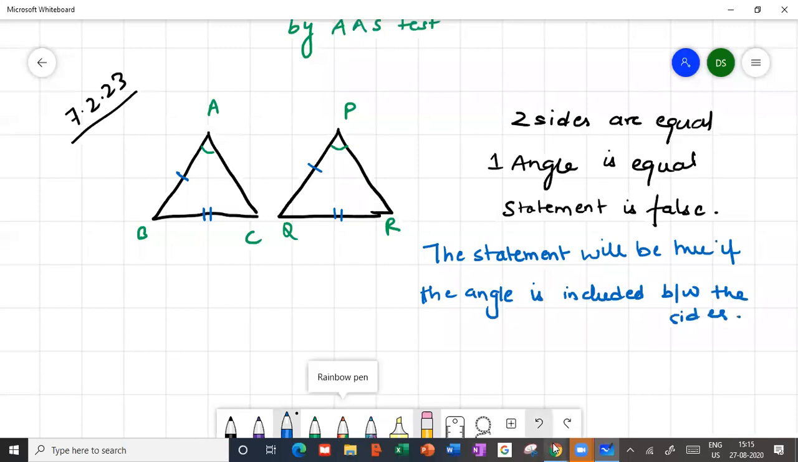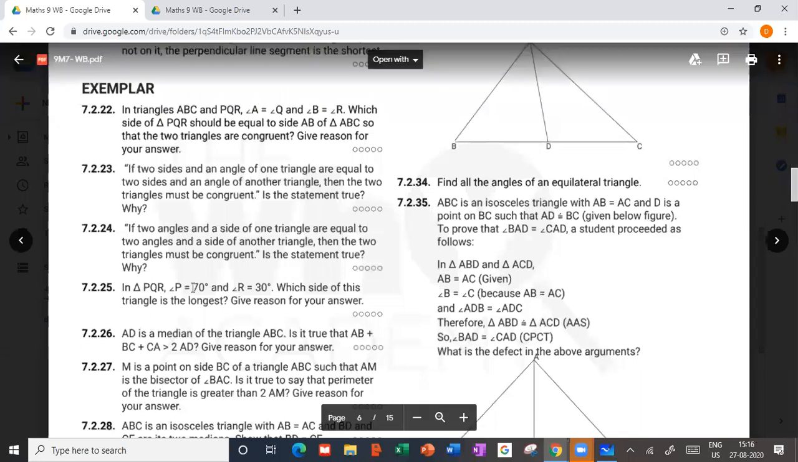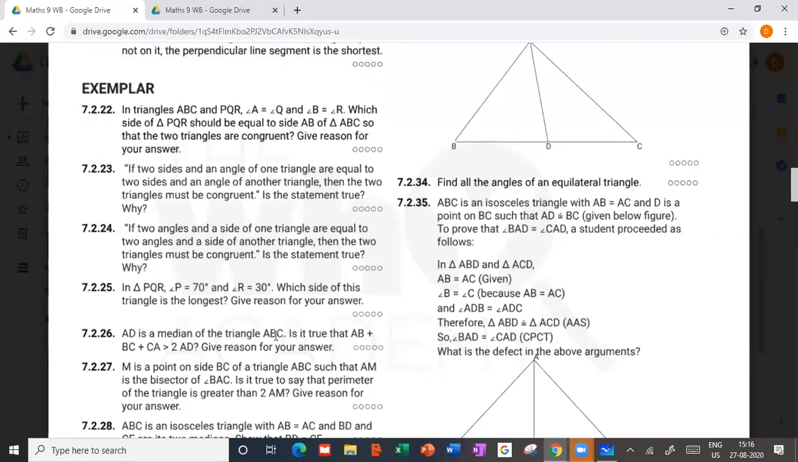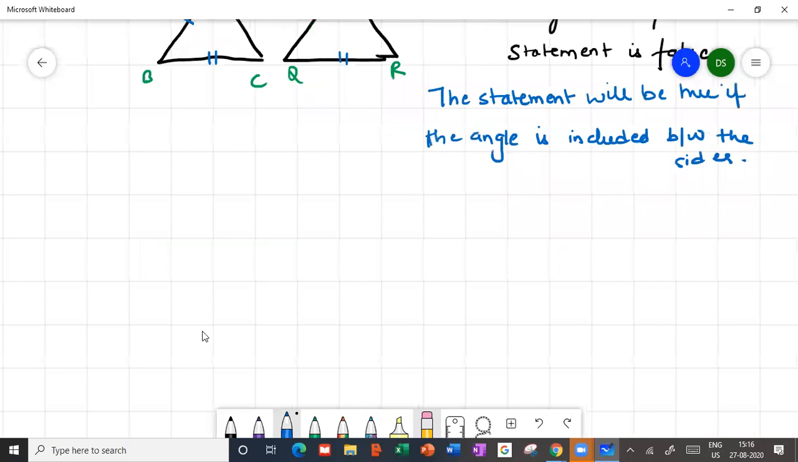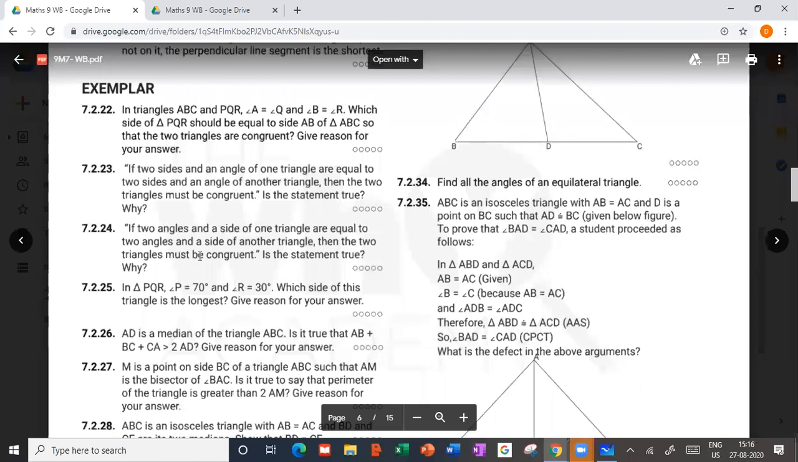Okay. Next one. In triangle PQR, they have given you angle P and angle R. Which side of this triangle is longest? Give reason. This is easy. Who can answer? Did I skip a question? No. Yeah, I did skip a question. Wait, there's one more question.